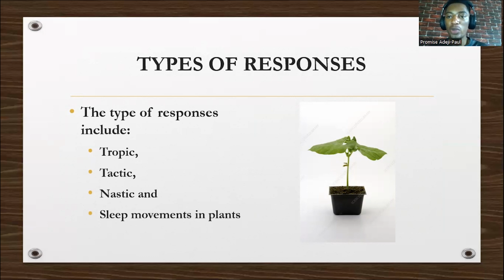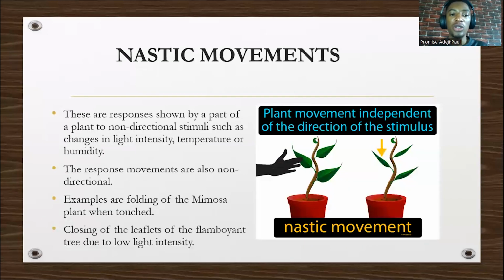So what types of responses? We have tropic responses, we have nastic responses, and we also have sleeping movements in plants. So what's the nastic response? These are responses that are shown by a part of a plant to non-directional stimuli.